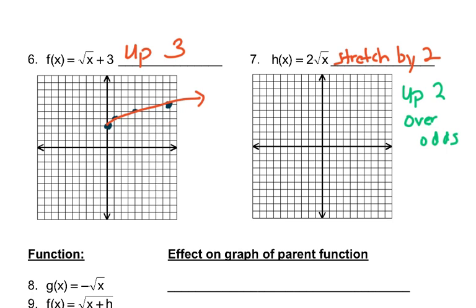So I'm still starting at 0, 0. Haven't moved any. But now I'm going to go up 2 over 1, up 2 over 3, up 2 over 5. And then I can connect my points.